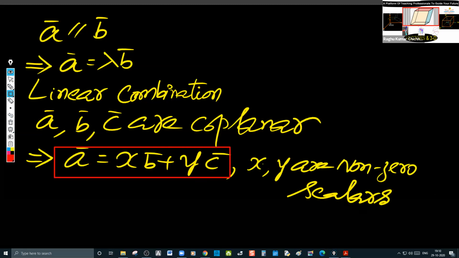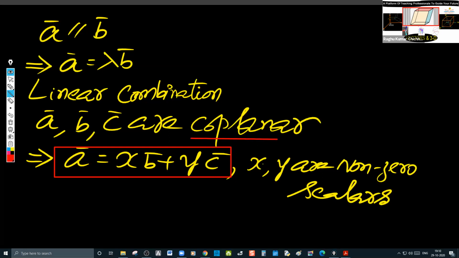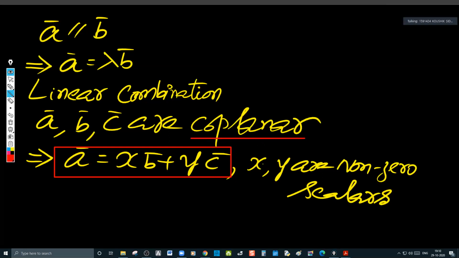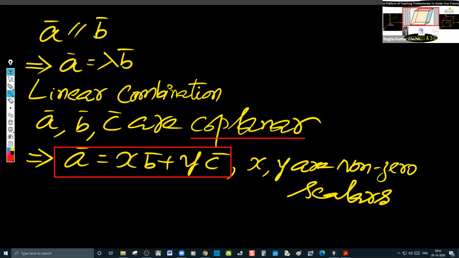And vice versa. What I mean to say by this is, we are talking about coplanarity. Kaushik, are you there? Yes, sir. When we are talking about coplanarity, we are saying that there exists a linear relation. When we are talking about collinearity or parallel, we are also talking about a linear relation.